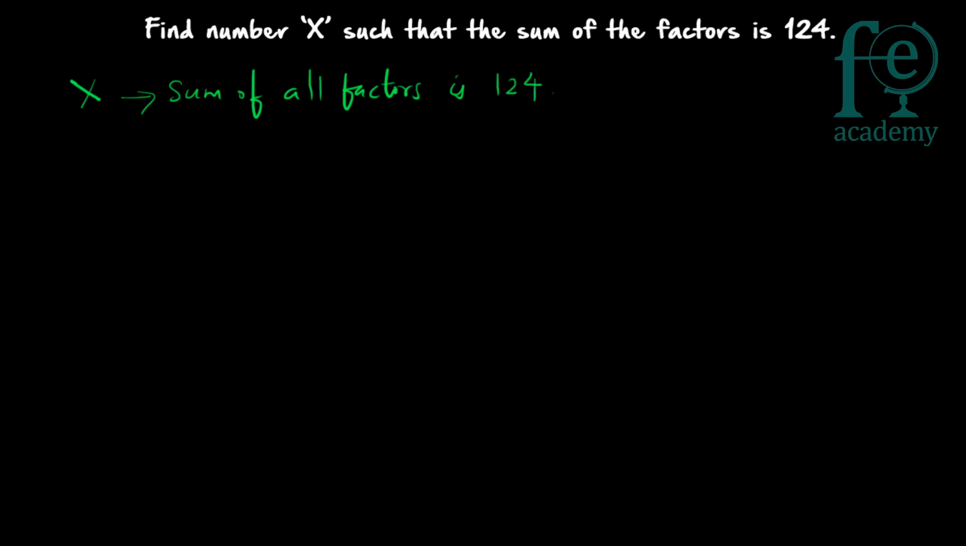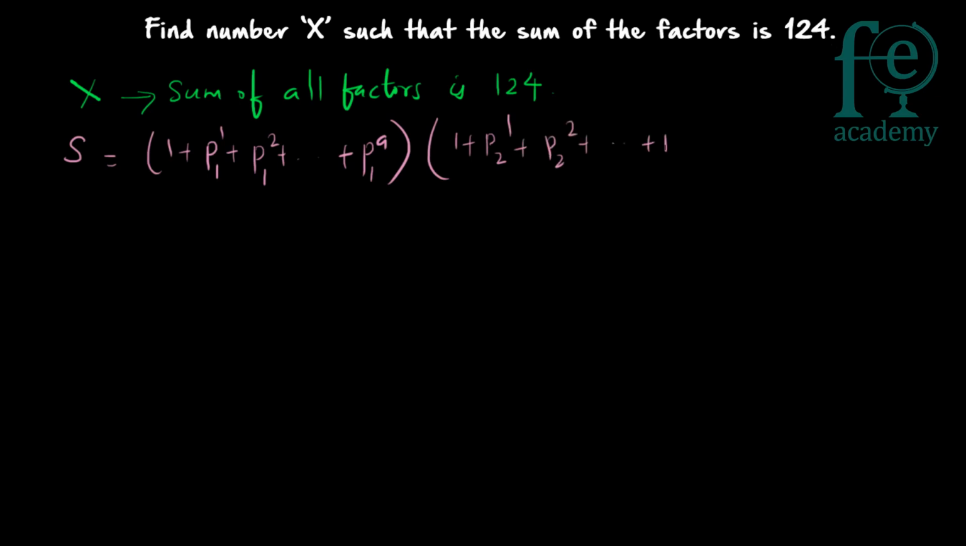You already know the expression for finding the sum of all factors of a number. What is that expression? The sum of all factors of a number n will be given as (1 + p1 + p1^2 + ... + p1^a)(1 + p2 + p2^2 + ... + p2^b)(1 + p3 + p3^2 + ... + p3^c), where p1, p2 and p3 are prime numbers and a, b and c are the powers.